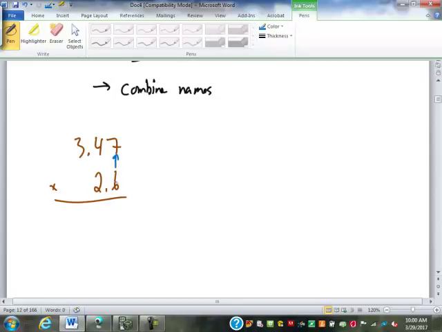So I'm going to do 6 times 7 is 42, so 2 carry the 4. 6 times 4, 24, plus the 4, 28. So 8 carry the 2. 6 times 3, 18, plus the 2 is 20. So 0, and then we carry over the 2. Before I move over to the 2, just like with whole numbers, I have to fill in a 0 there. I'm also going to put a line up here.